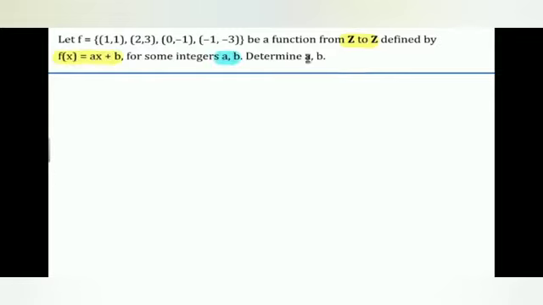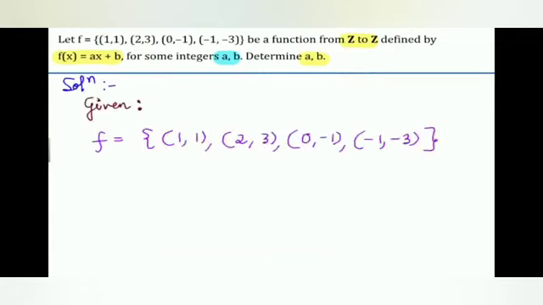Okay, now let the function f equal to {(1,1), (2,3), (0,-1), (-1,-3)} be a function from Z to Z defined by f of x is equal to ax plus b for some integers a and b. Determine a and b. So you have to find just a and b. The function is given and the output of the function is also given, that means you know what your answer is going to be. You have to just find a and b.